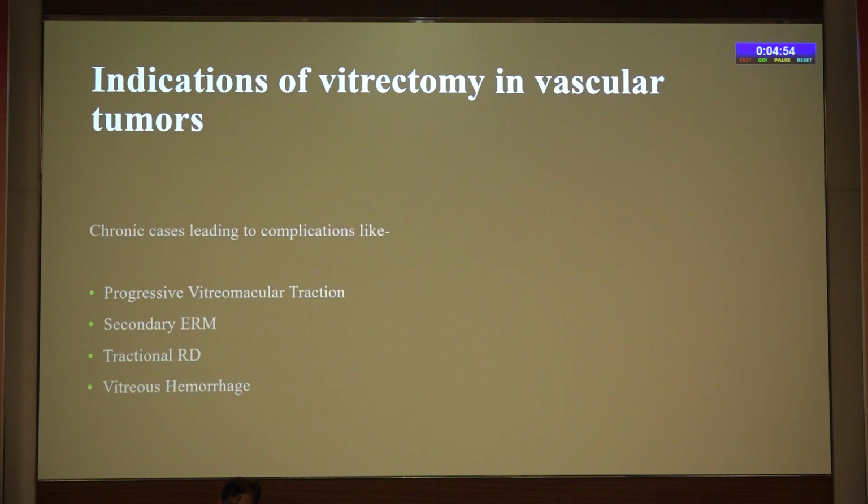And also we can do a good vitrectomy to release any ERM or any vitreomacular traction, tractional RD, and if there is hemorrhage, again vitrectomy can be helpful, and endolasers can be applied all around the vascular tumor or abnormal vasculature that is taken out. Retinectomy is done, and the surrounding area is lasered properly.